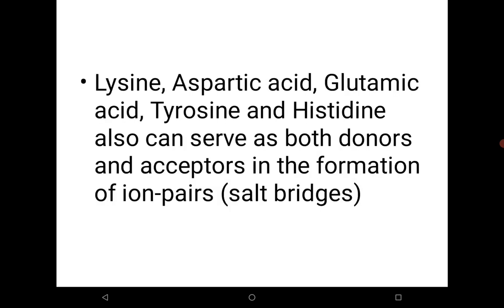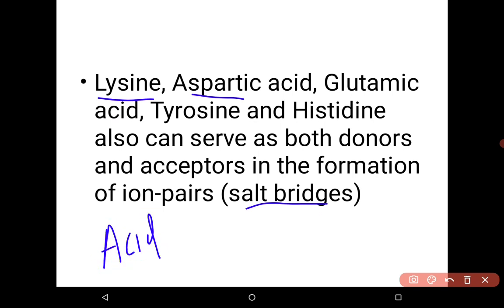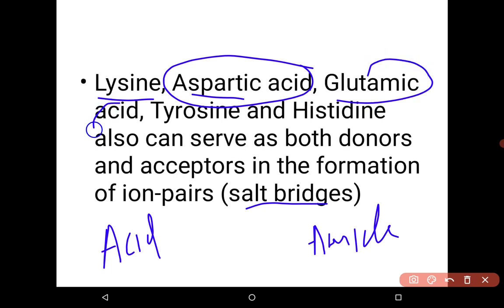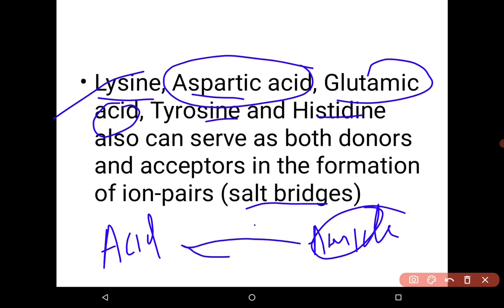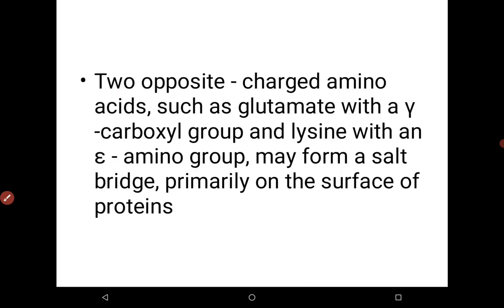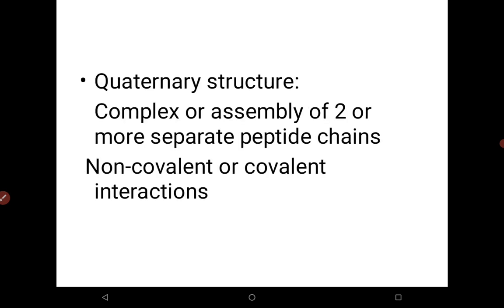For those that will be involved in the salt bridges, you have lysine. Remember, salt bridges are formed between an amino acid that has an acidic side chain and one that has an amide. For example, aspartic acid has an acidic part, also glutamic acid. But tyrosine and histidine have an amide part. Once they interact, you make up what we call a salt bridge. Two oppositely charged amino acids such as glutamate, this is what is being explained here. I've already explained that.